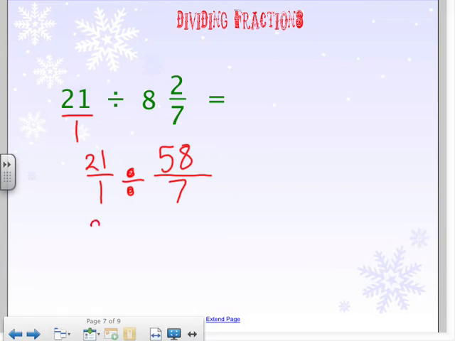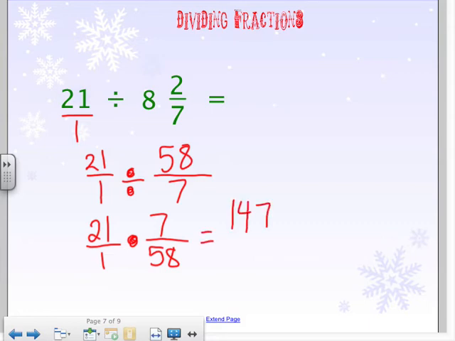And now I'm going to do keep, change to multiplication, and flip. All right, so I'm looking to see if there's anything that 21 and 58 can both be divided by. There's not. 3 doesn't go into 58, 7 doesn't, so I'm just going to have to multiply. So I get 147 over 58.